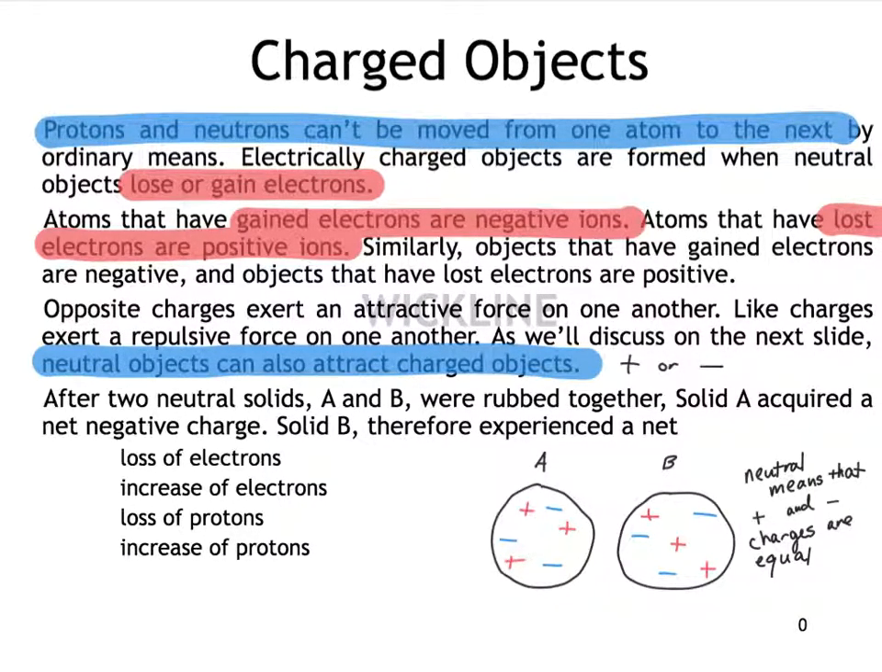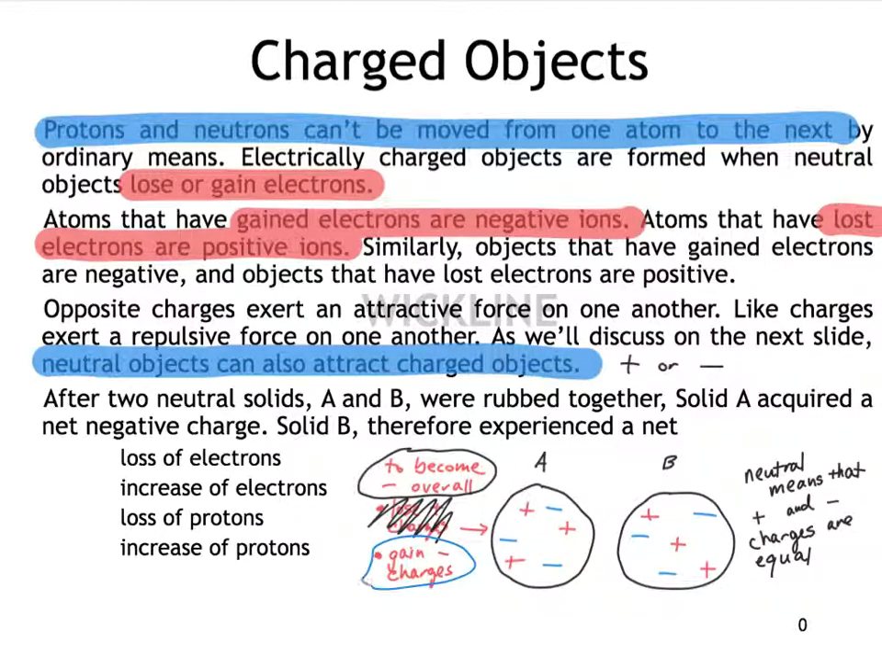Now, there are two ways to do that. It can get more negative charges than positive charges by losing positive charges or by gaining negative charges. And earlier in this slide, we had pointed out that protons and neutrons cannot be moved from one atom to the other, which means that one of these choices is not possible. In order for solid A to get an overall negative charge, like the question suggests we have to do, it may not lose positive charges. That's because positive charges, such as protons, cannot be moved from one atom to the next. Therefore, the only thing that can actually happen is that solid A must gain negative charges.